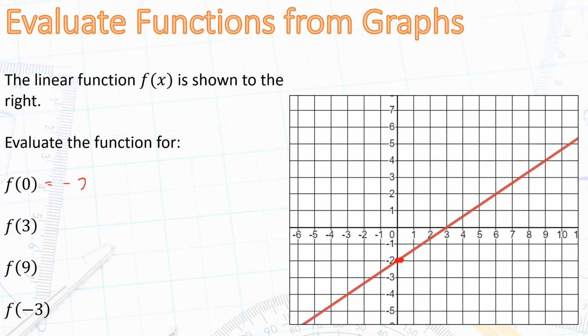2. F of 3, so x value of 3, it's on the y-axis. That means the y value is 0. F of 9, go all the way up. It's at 4. And f of minus 3, come all the way down. It's at minus 4. So graphs, very simple. We'll just go to the x value, see what is the y value at that point.